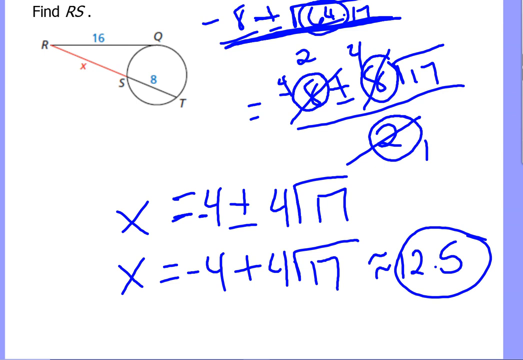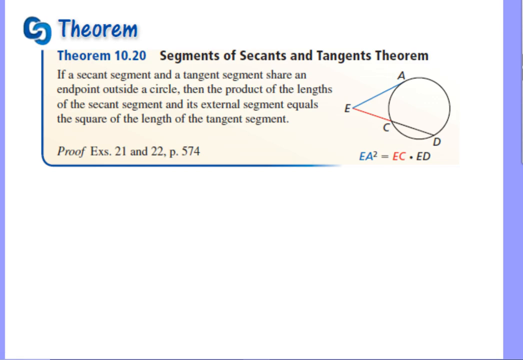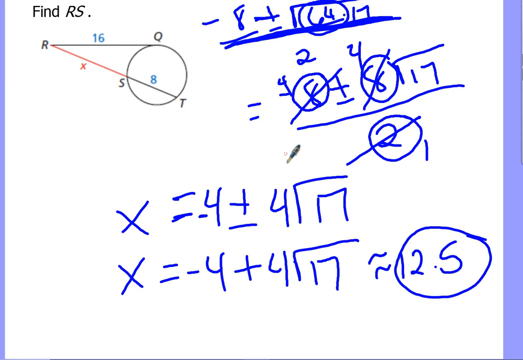All right, ladies and gentlemen, let's keep in mind, most of the time in this video was spent using the quadratic formula. So let's recap real quick what we saw. We saw that the segments of secant and tangent theorem says that the tangent squared is equal to the external segment times the entire secant. Some problems may involve quadratics like this, some may not. It just depends on the scenario.